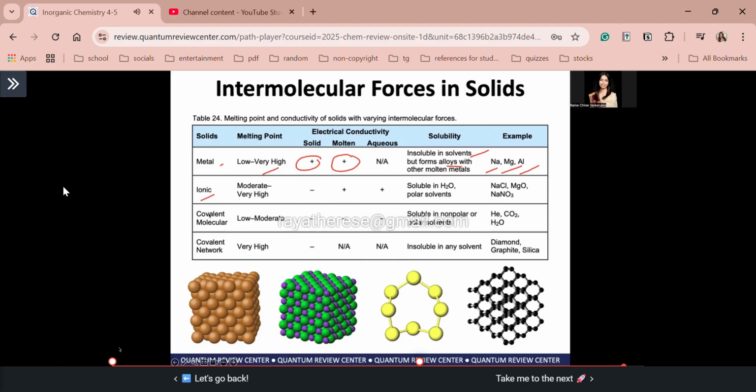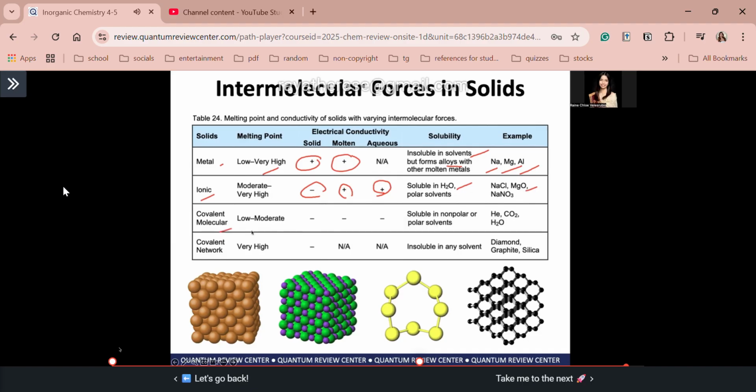Next, an ionic solid can have a moderate to very high melting point. Okay? Again, guys, ionic bonds are stronger than metallic bonds. However, ionic solids cannot conduct electricity in solid form, but ionic solids can conduct electricity in molten form and aqueous form. So they are soluble in water and polar solvents. For example, sodium chloride, magnesium oxide, and sodium nitrate.